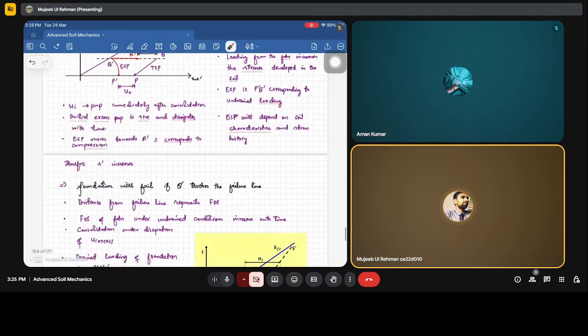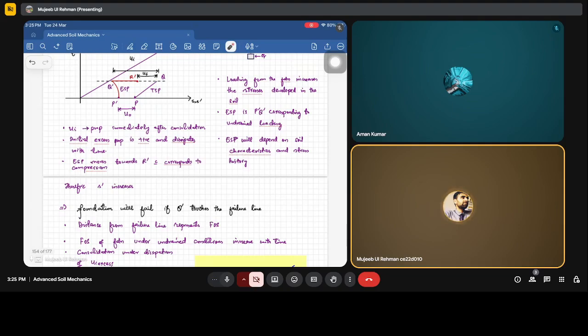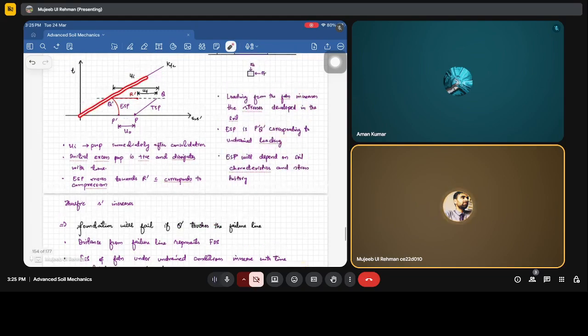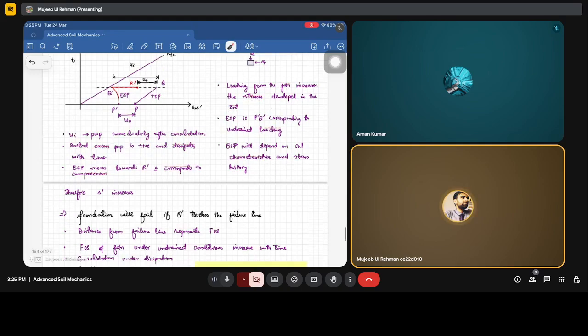So fine. So the factor of safety of the foundation under undrained condition increases with time. Correct. Our factor of safety will increase because the effective stresses are going to increase, which has led this effective stress bar to move towards the right, far from our failure line, KF. Fine. Due to this shift of the effective stress bar towards the right, what is happening is that due to the dissipation of pore water pressure, there is a rearrangement happening in the soil, or we can say there is a reconsolidation happening in the soil.